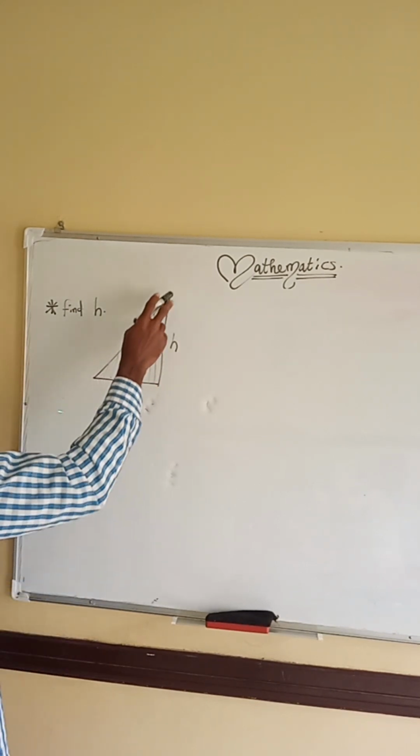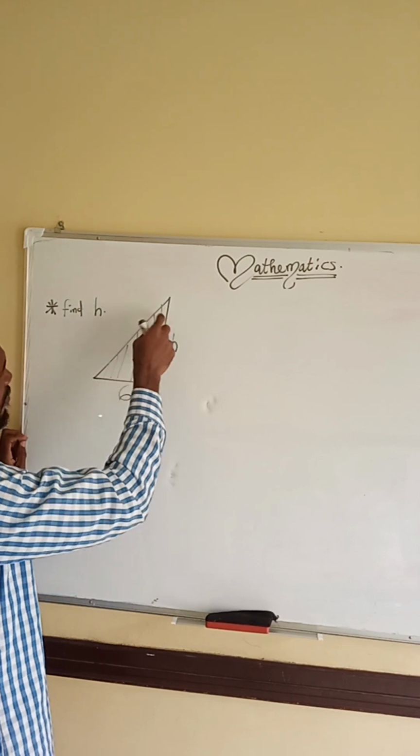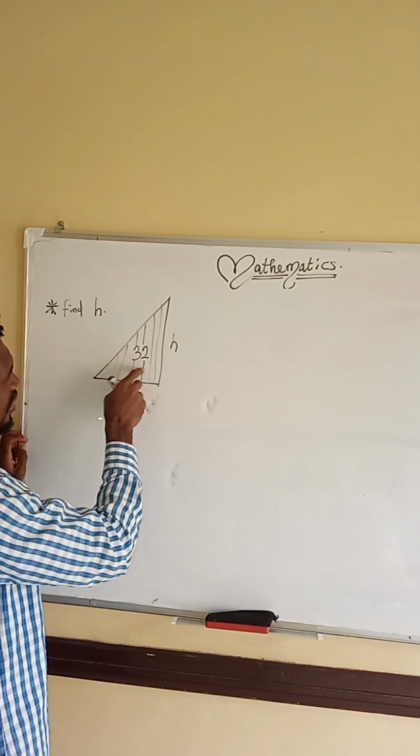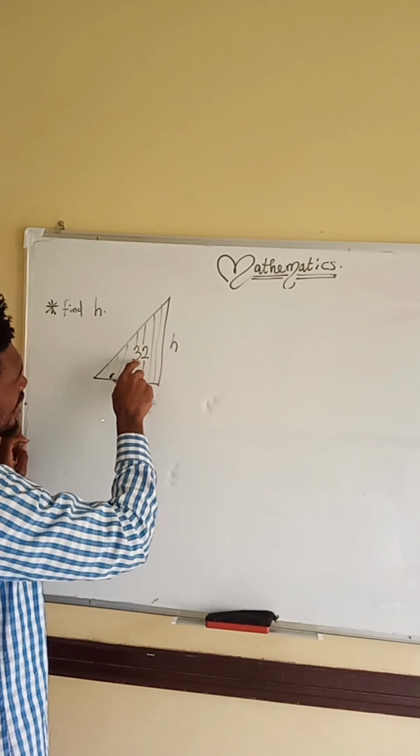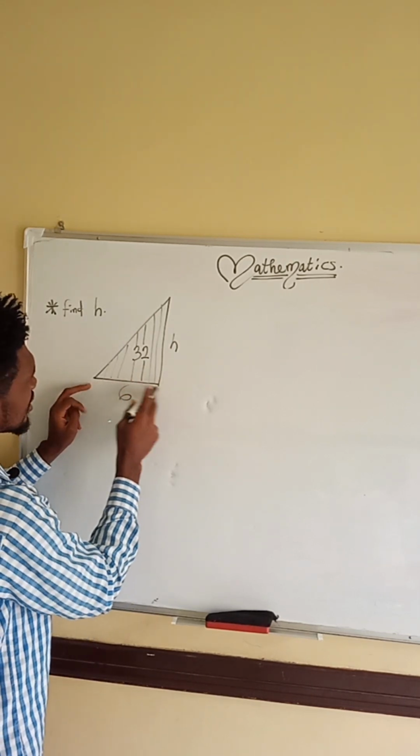What is the value of h? If you look at this diagram, this is a right angle triangle. And then we have this area being shaded. We have the entire area here as 32. We are being told that the base is 6.